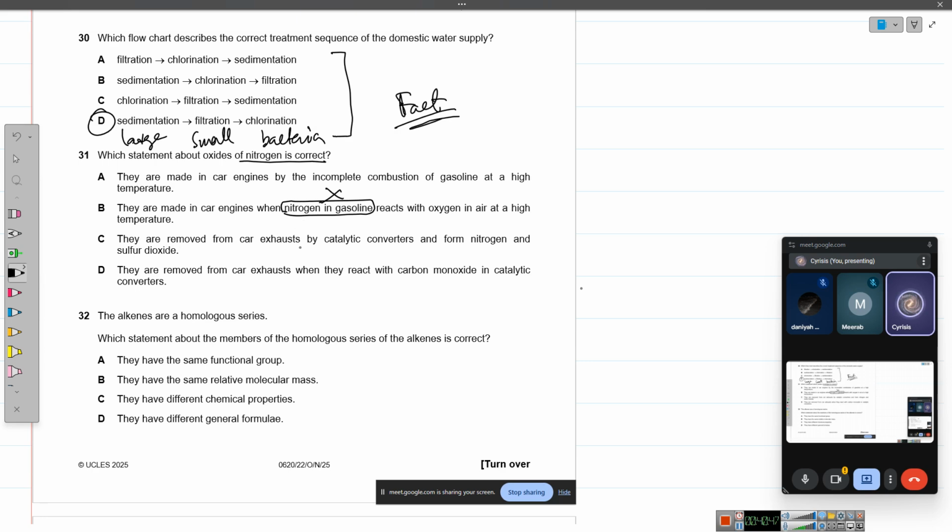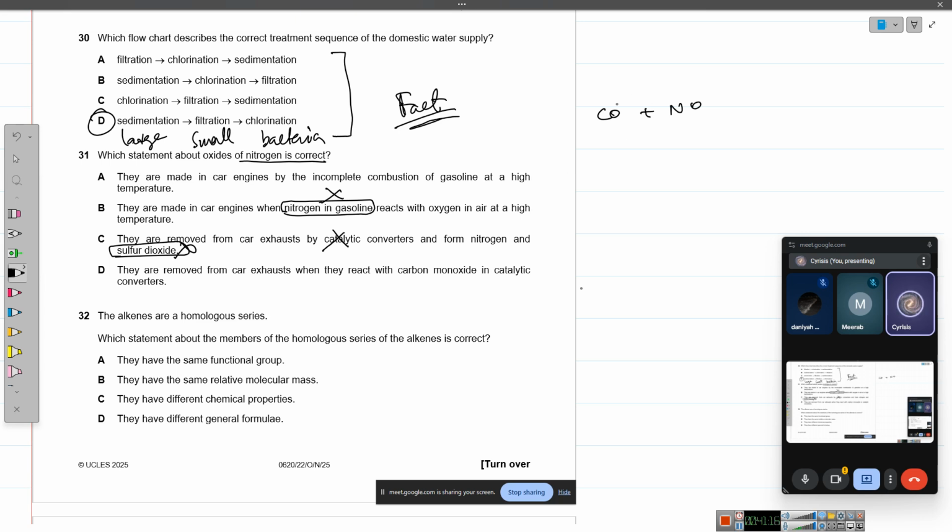They are removed from car exhaust by catalytic converter to form nitrogen and sulfur dioxide. Why would we produce sulfur dioxide, an acidic gas? So this is a wrong use for the catalytic converter. They are removed from car exhaust when they react with carbon monoxide in the catalytic converters. So basically carbon monoxide with nitrogen reacts with this. I think this is also wrong.